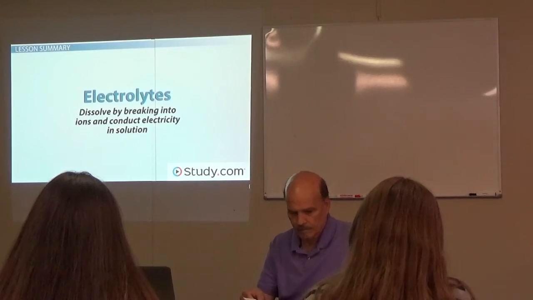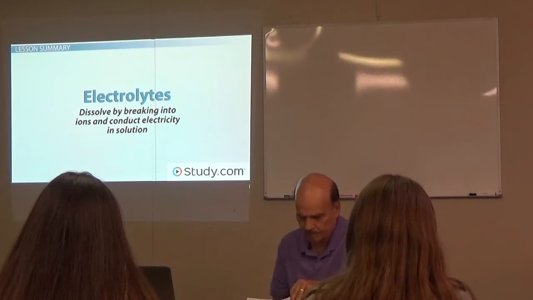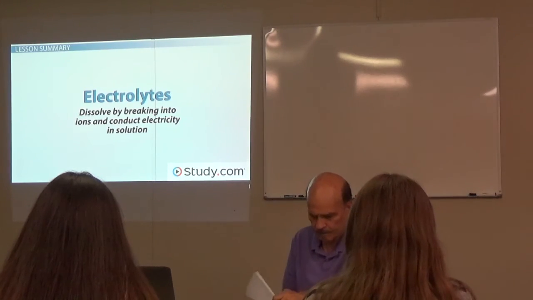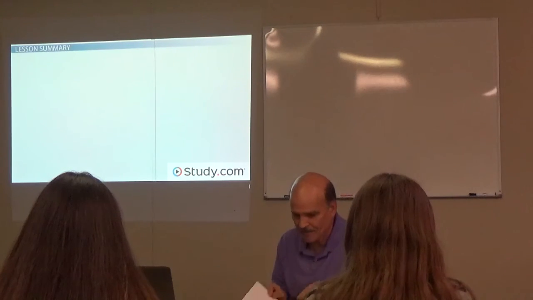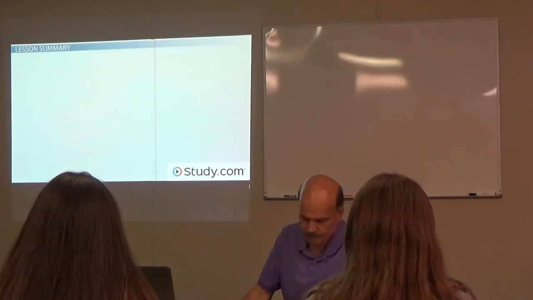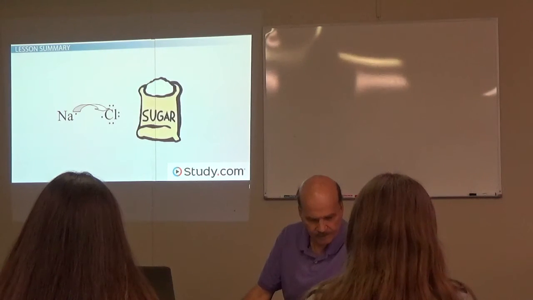Electrolytes are substances that dissolve by breaking into ions in solution and conduct electricity. Electrolyte solutions can conduct electricity. Substances that dissolve in water and don't conduct electricity are non-electrolytes. Ionic compounds are generally electrolytes. Covalent compounds are generally non-electrolytes.